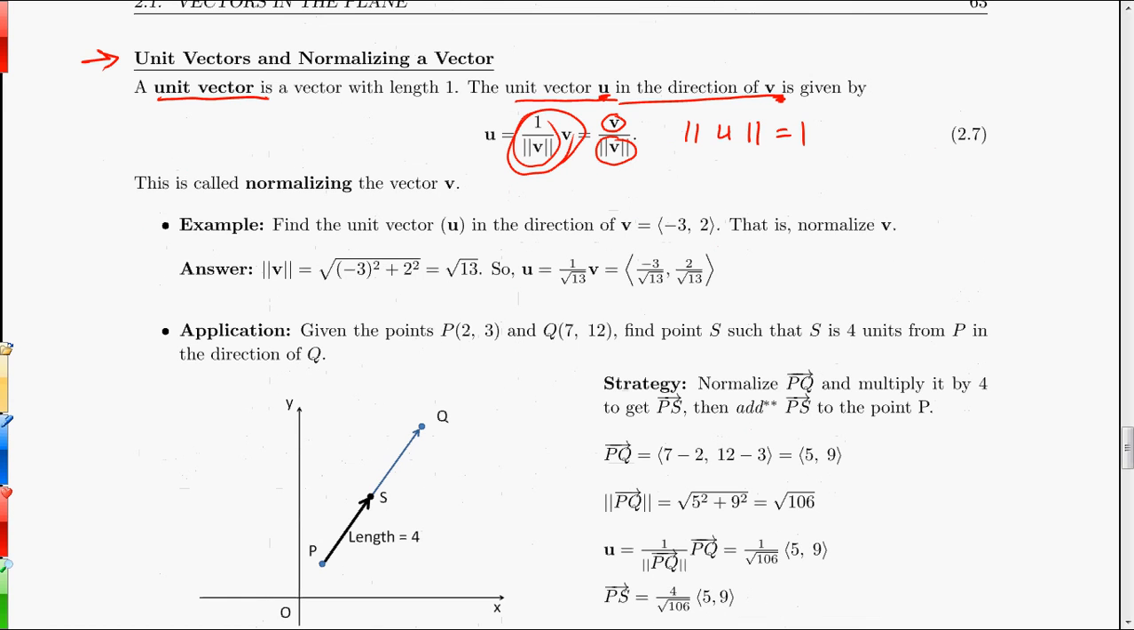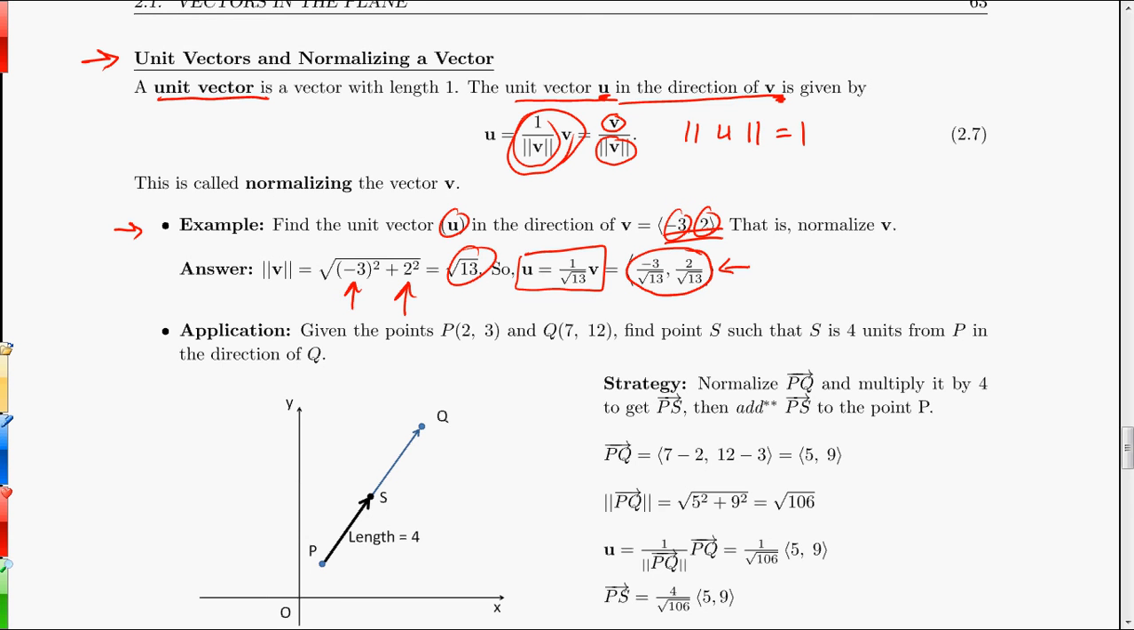For example, find the unit vector u in the direction of v. Well, the first thing you do, here's the length of v. So it's negative 3 squared plus 2 squared, square root of 13. So the unit vector in the direction of v is just 1 over the square root of 13 times v. And you can distribute that through scalar multiplication. And if you were to check the length of this vector, you would get 1.